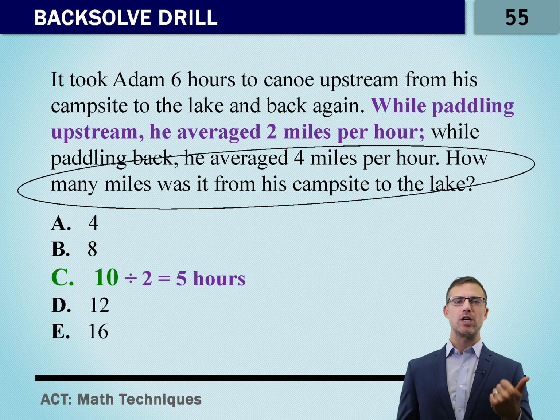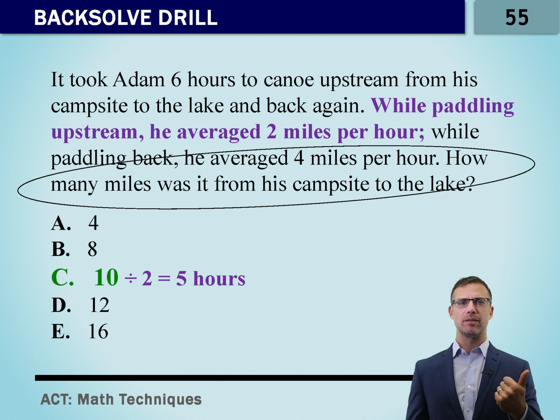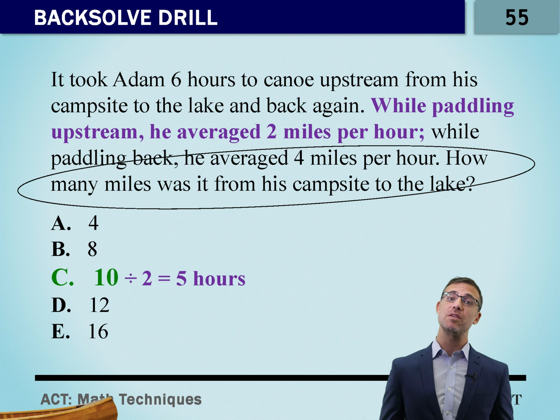How many miles did I go in 1 hour if I go 2 miles per hour? That means that I went 2 miles. Great. Now I've gone another hour. That's 4 miles. 6, 8, 10. It must mean that it took me 5 hours.